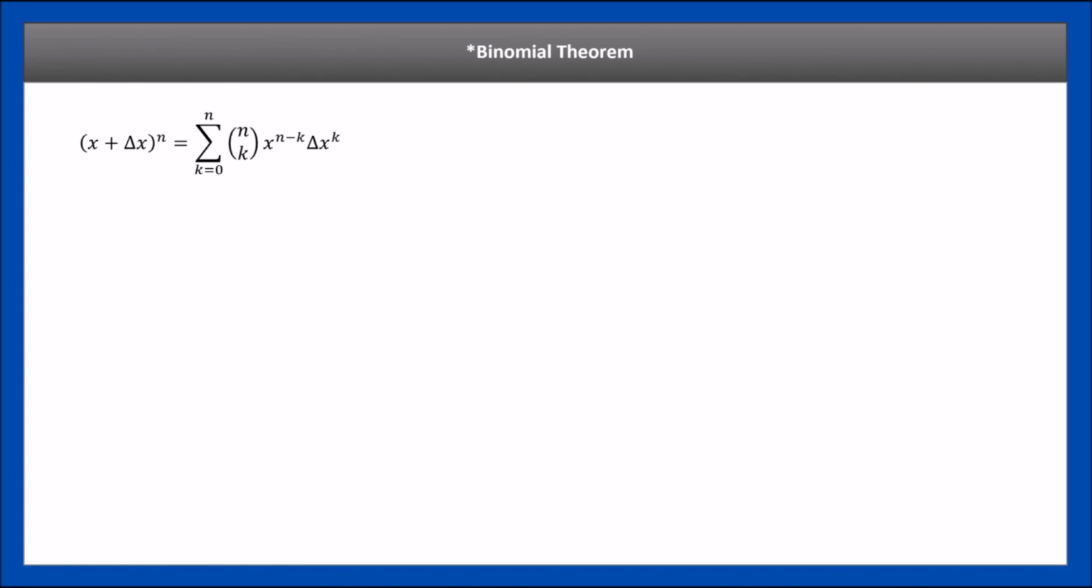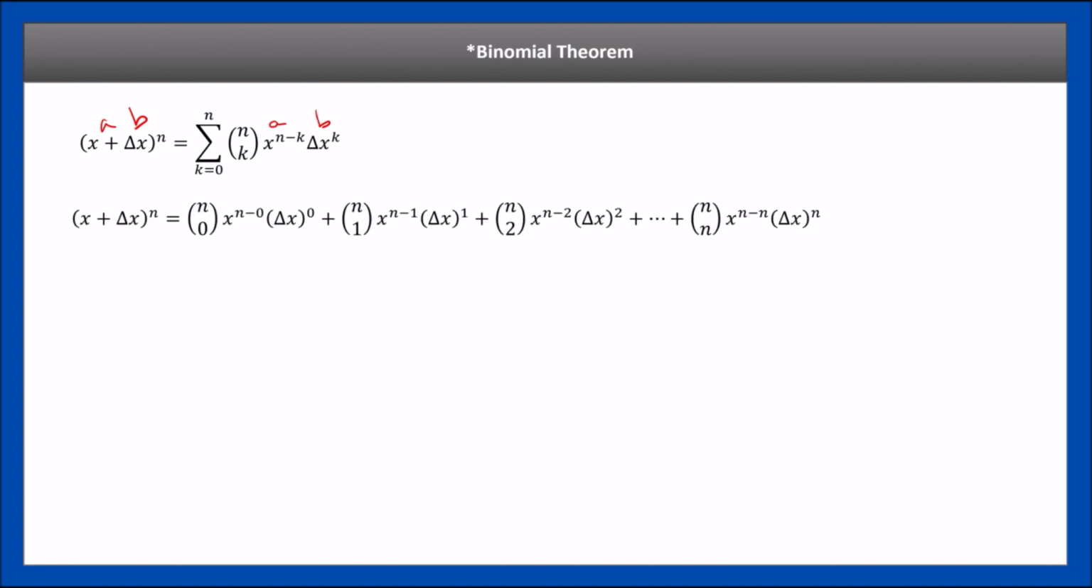Remember our limit definition? It has x and delta x in it. Instead of using a and b, we're going to just use this right here, where this is a and then this is b. A is x and b is delta x. But there's that formula. But we can expand it, right? And we get this expansion. So this is where we're going to be taking the power rule. So we're going to be using this and applying it to the power rule. Okay, let's clean things up a little bit.